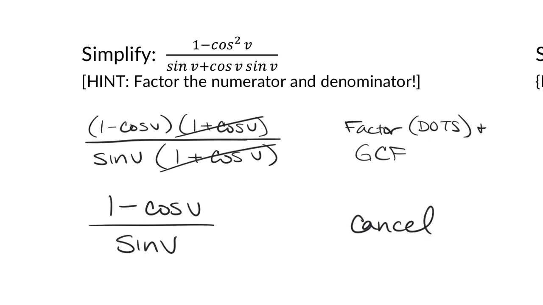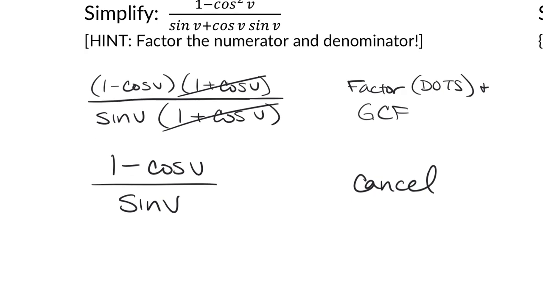This feels like an apt time to say, look at your work and make sure you're writing the variable. In the first problem, we were using thetas. Second problem, we were using theta. In this problem, we're using v. Anytime you write sine, cosine, or tangent, or its reciprocals, a letter has to follow it. Make sure you use the letter that they're using.